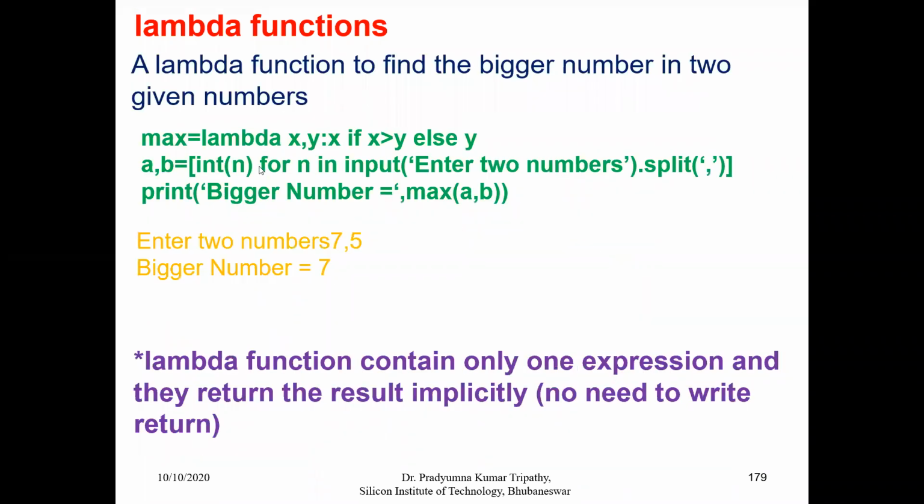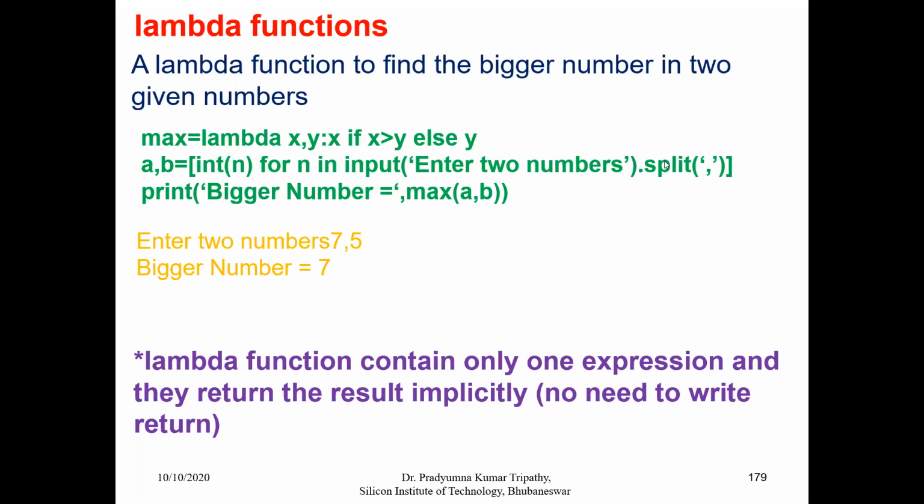See over here, I have defined a lambda function which takes two arguments, x and y. It returns x if x is greater than y, otherwise it returns y. If x is greater than y, then it will return x, else y. So this is the lambda function I have defined.